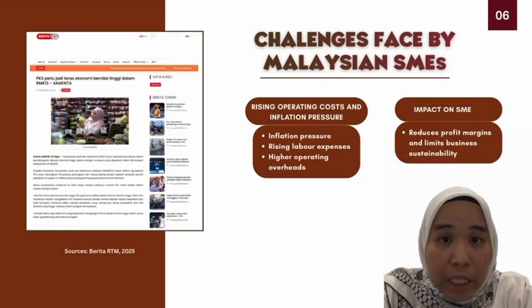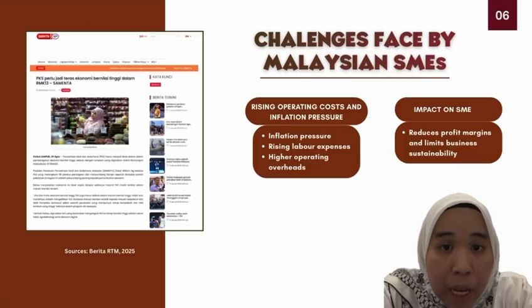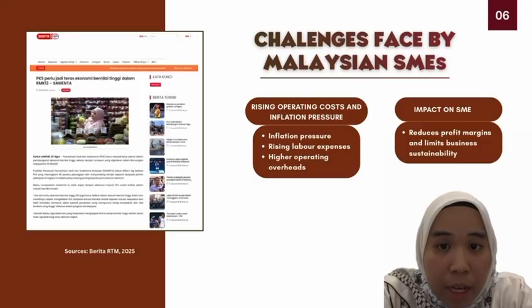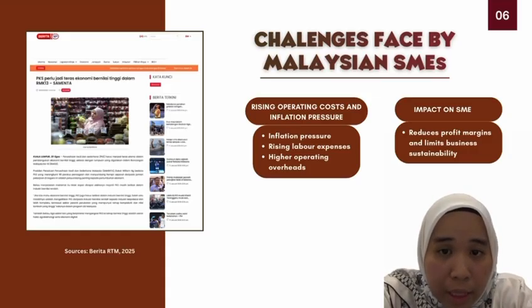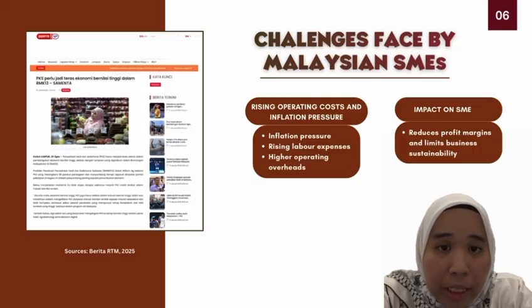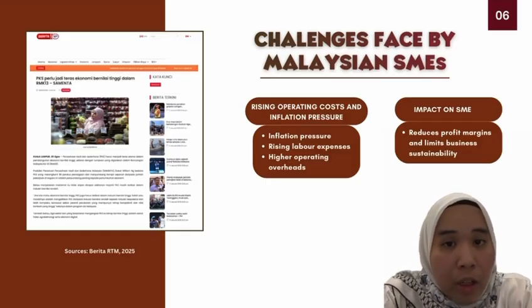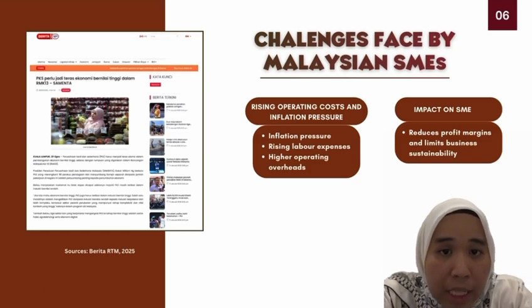Another major challenge faced by SMEs is rising operating costs and inflation pressure. Beyond financing constraints, rising operating costs have also become a major concern for Malaysia SMEs. As highlighted in the RTM and Samantha article under the 13th Malaysia Plan or RMK13, inflation pressure has led to an overall increase in business costs across multiple sectors. Rising labour expenses have significantly increased payroll costs, particularly for SMEs that rely heavily on manpower. At the same time, higher operating overheads such as utilities, rental and logistics costs further reduce the profit margin. As a result, these rising operating costs limit business sustainability and make it increasingly difficult for SMEs to remain competitive in the long run.